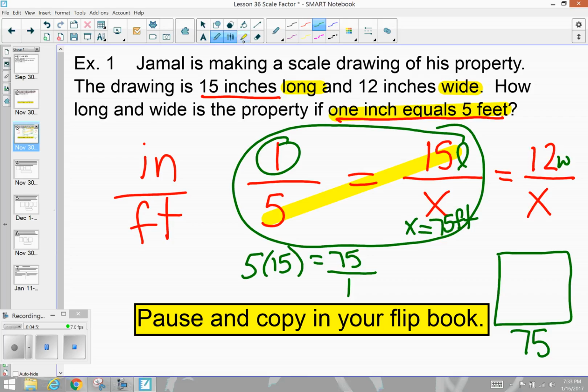And I'm going to choose a different highlighter for this one. I think we'll use blue. We're going to multiply 5 times 12. 5 times 12 is 60. Excellent. And you're going to divide by your number left over, which is 1. So if we do that, we say that 60 divided by 1 is, in this case, x is equal to 60 feet again. So on our drawing, 60 feet would go on our wide part.